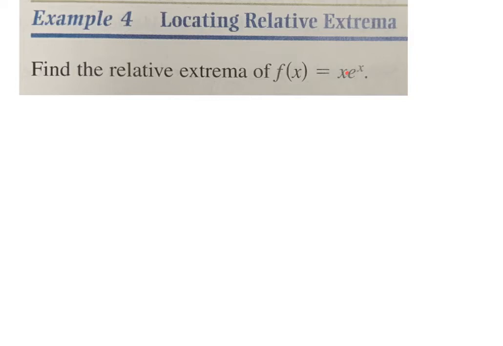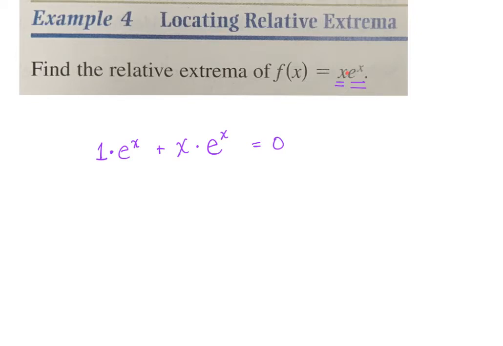So the derivative of the first, x, is just 1, times the second, e to the x, plus the first, x, times the derivative of the second. Well, the derivative of e to the x is just e to the x. Derivative of x is just 1, so I don't even have to consider the chain rule here. And so this is my derivative, and I need to set it equal to 0.